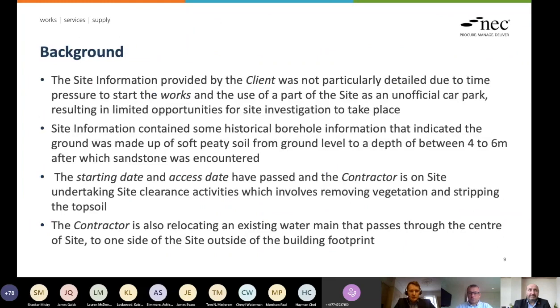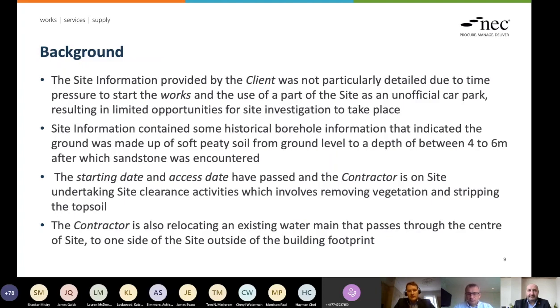So I'll just carry on here. So the site information wasn't particularly detailed. We had a lot of time pressures getting the work started, and because the site was being used as an unofficial car park, it's very difficult to get in and clear the site to have really detailed and thorough investigations. So what we did is we pieced together the best information we had at the time. So it contained some historical borehole information that did indicate that the ground was made up of soft peaty soil from the surface down to a depth of between 4 and 6 meters typically, after which there was sandstone. And that's what we were looking for to get our foundations onto.